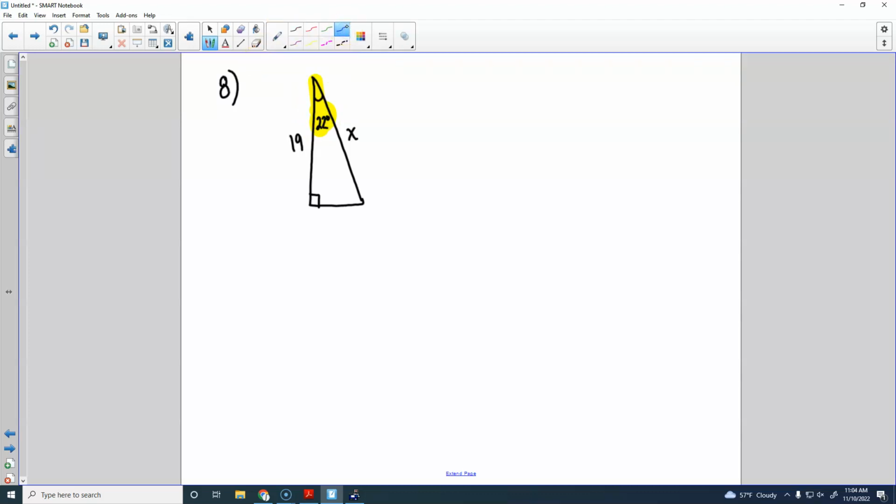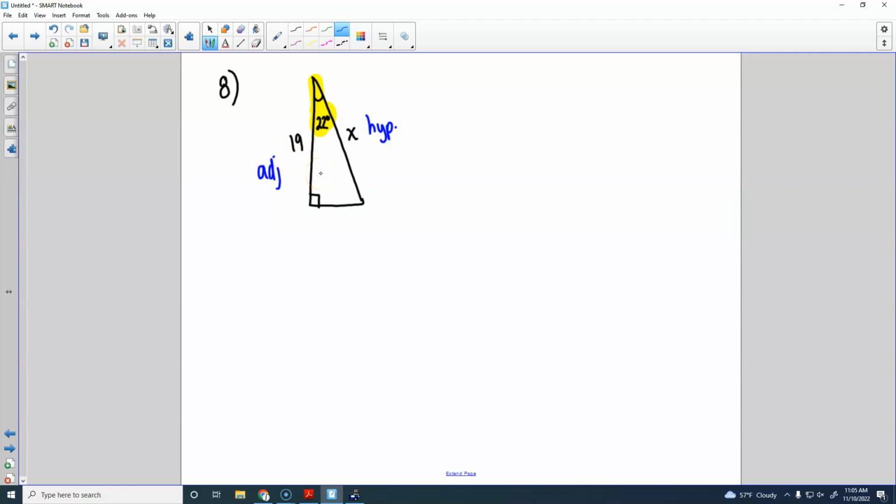Okay. All right, so this time we're looking at our extra angle right here, which is 22. So x, is that opposite, adjacent, or hypotenuse? Hypotenuse. It is across from our right angle. It's our longest side, so we know it's hypotenuse. It looks adjacent-y, but it is the hypotenuse because it's across from the right angle. 19, is that opposite, adjacent, or hypotenuse? That is adjacent.